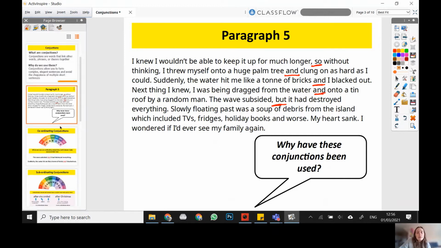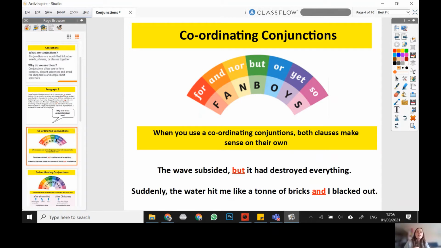All right, so we've got our two types of conjunctions that we're going to be exploring today. First off, we have coordinating conjunctions. So a coordinating conjunction has two clauses and the coordinating conjunction joins them together. Remember that a clause makes sense by itself. It's like a sentence that could be completely by itself and make sense. So for example, the waves subsided, and the second sentence, it had destroyed everything. Those are two separate sentences, and if I didn't have my coordinating conjunction, I could have a full stop and it still makes sense. The waves subsided. It had destroyed everything. That makes sense by itself.